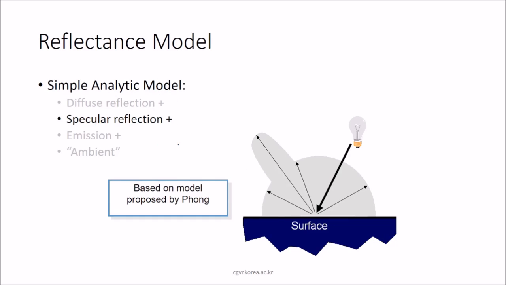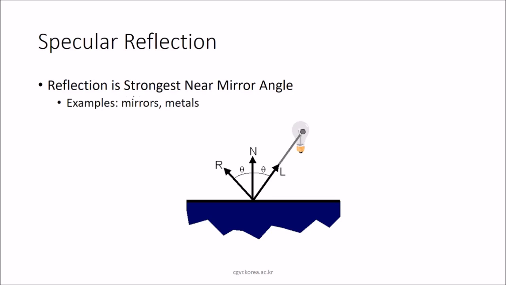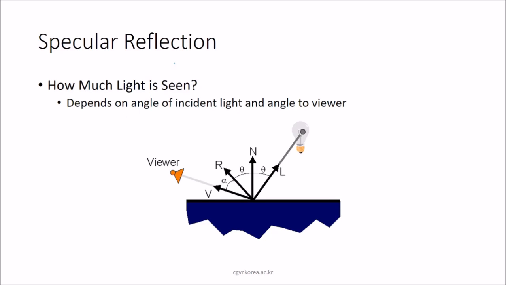Then specular reflection. Specular reflection is strongest near the mirror angle. Here, these are the mirror angles. For example, mirrors and metals give specular reflections. How much light is seen again depends on the angle of the incident light and the angle to the viewer. So if the viewer is here, how much light is observed by the viewer?